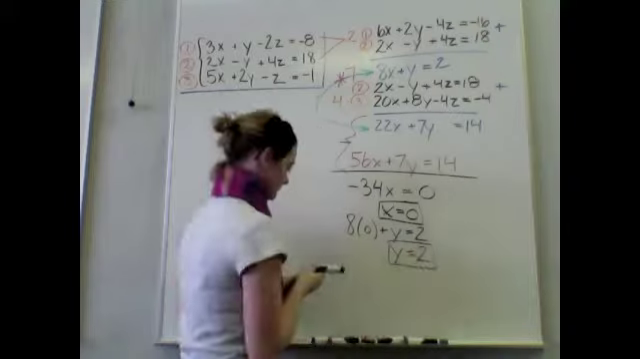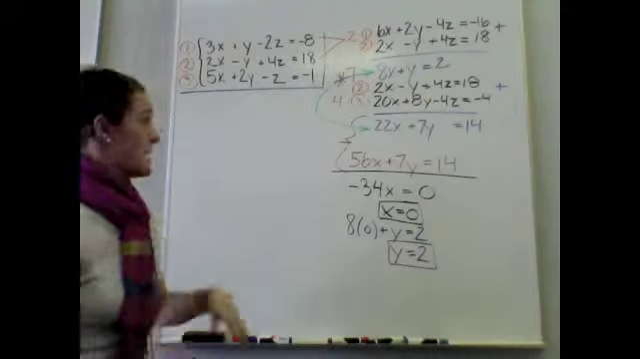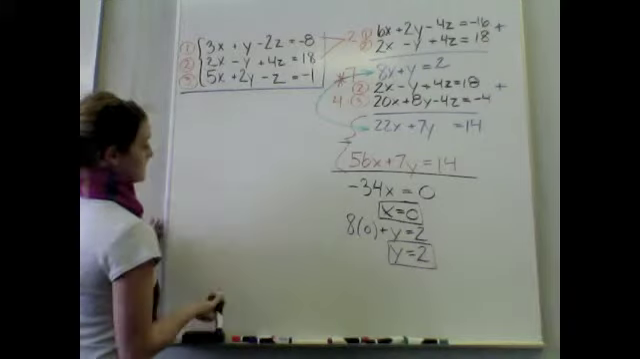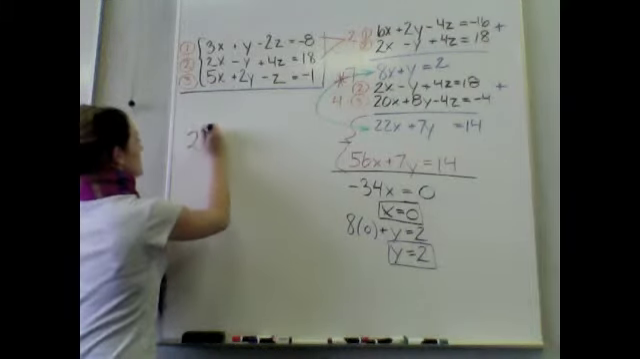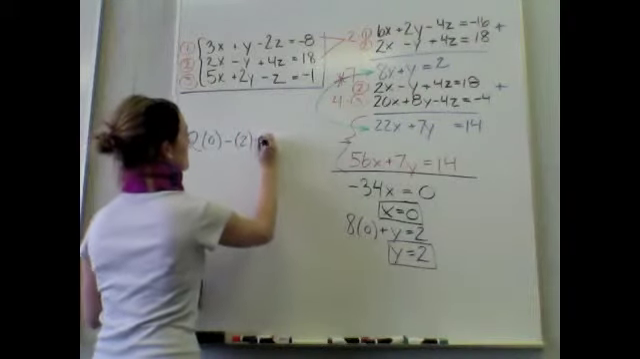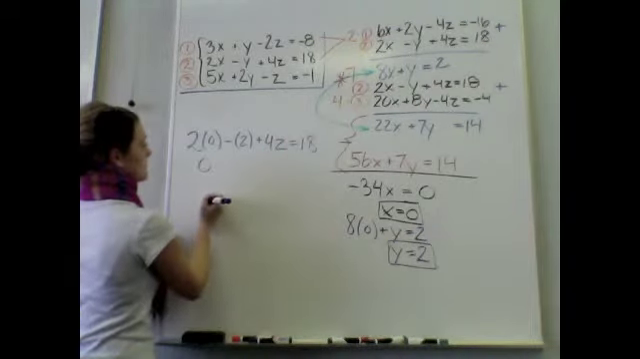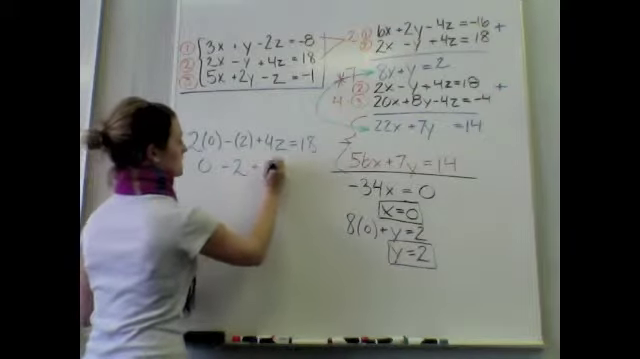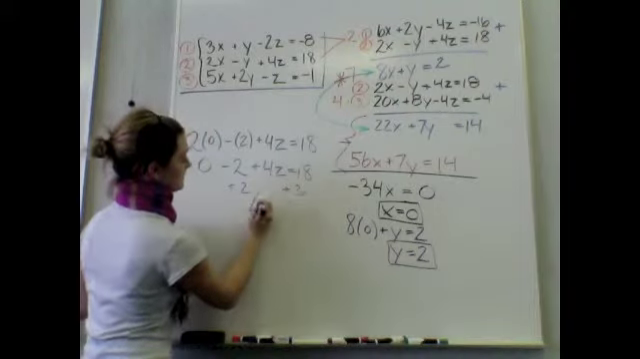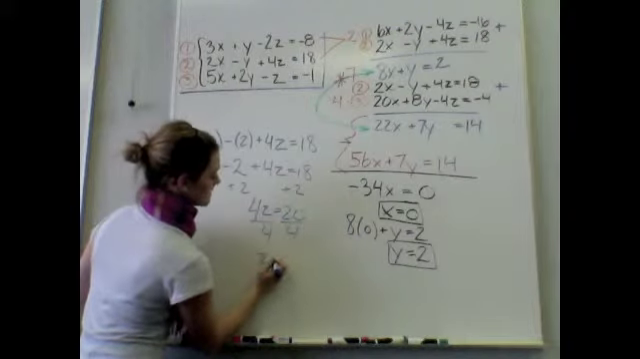Alright, I'm not done yet. The last thing I need to do is solve for z. I'm going to plug that back into one of my original equations. So let's plug it back into the second equation. That's been my favorite one all day long. 2 times my x value of 0 minus my y value of 2 plus 4z equals 18. 2 times 0 is 0, minus 2 plus 4z equals 18. I'm going to add 2 onto both sides, so I have 4z equals 20. Divide both sides by 4. z is equal to 5.